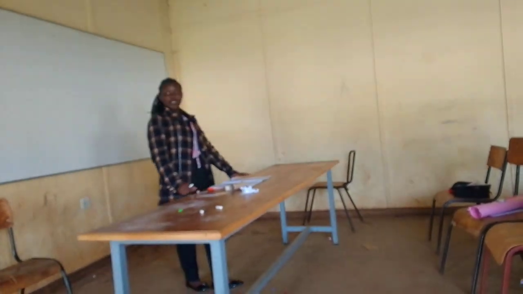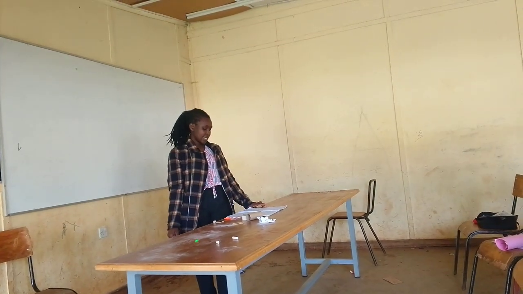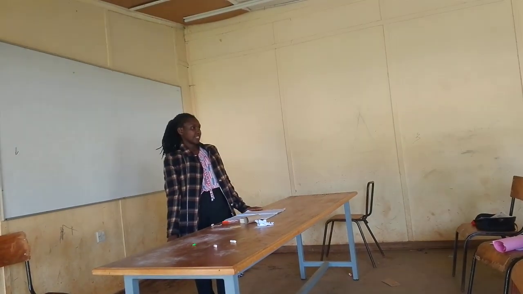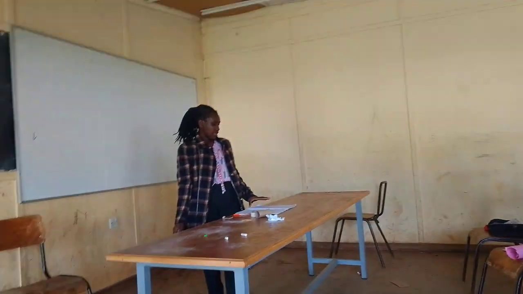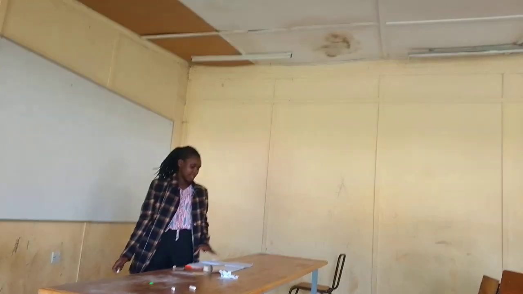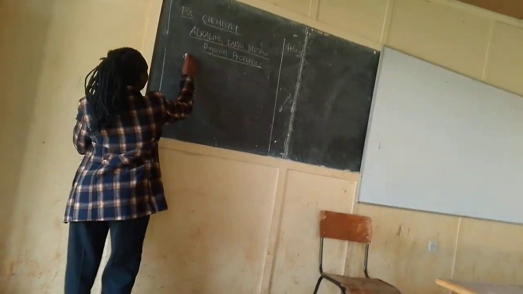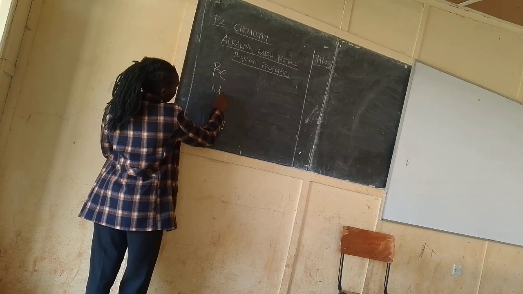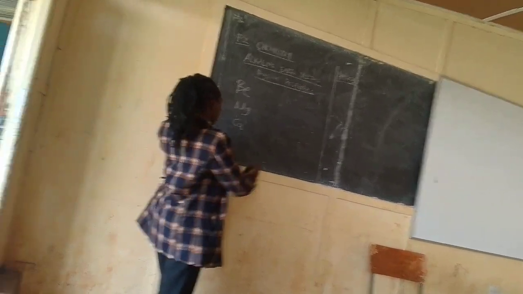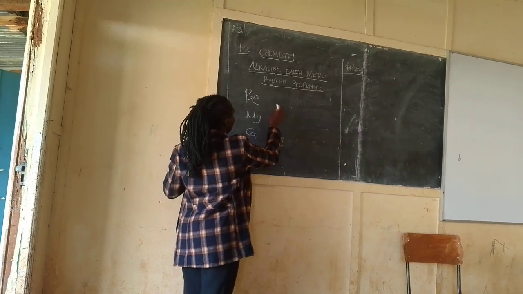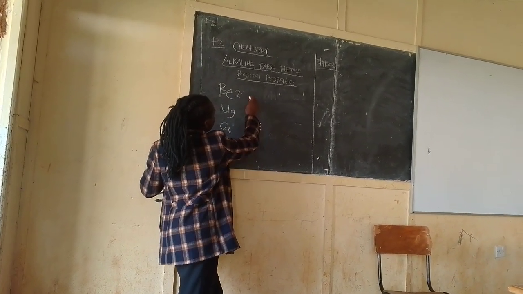In the physical properties, we are going to look at the atomic size, the ionic size, melting point and boiling point, and the ionization energy. We are going to focus on three elements, which are beryllium, magnesium, and calcium.